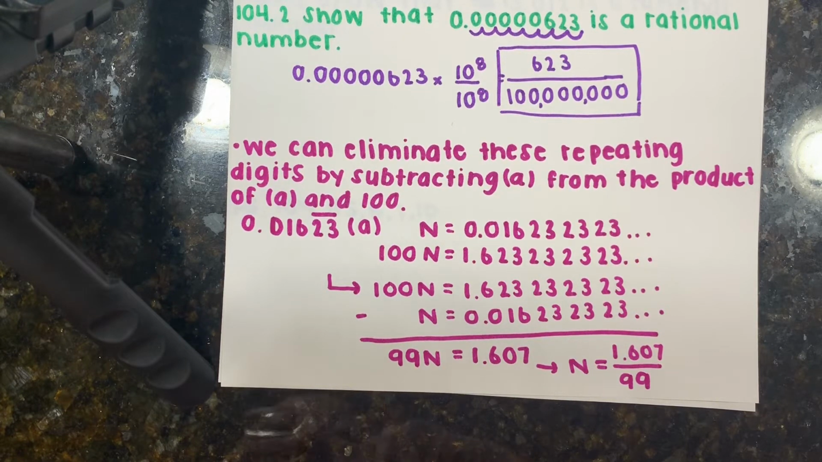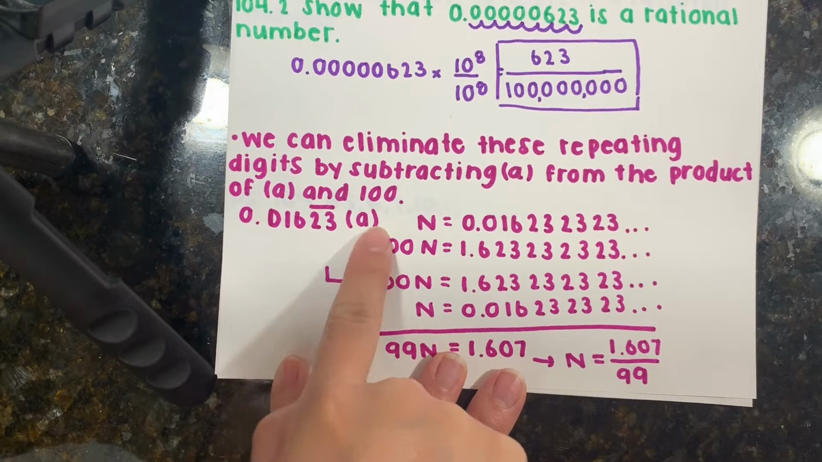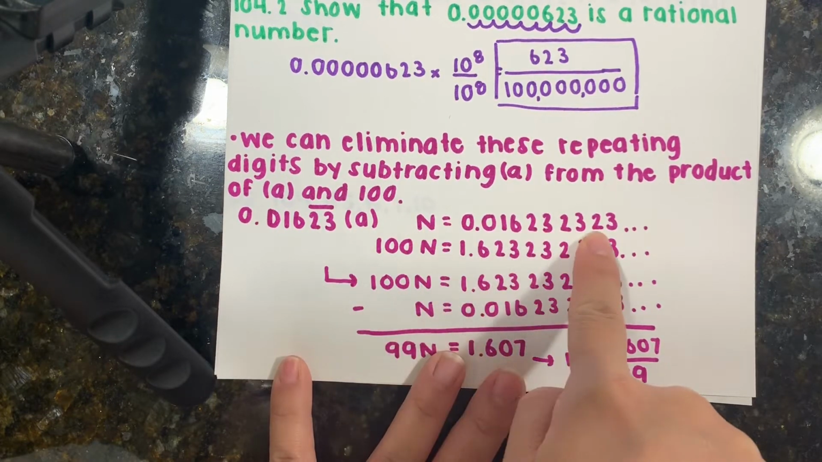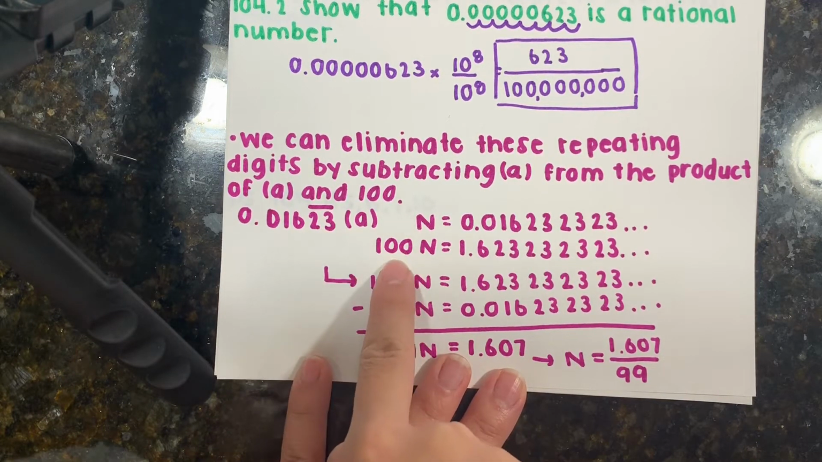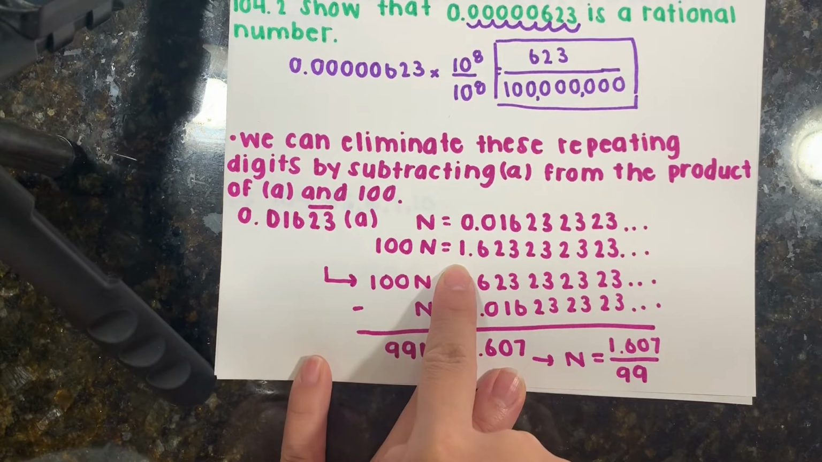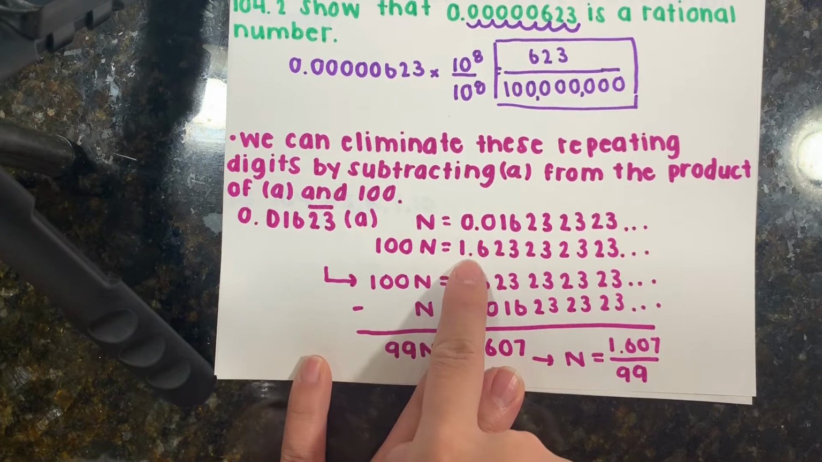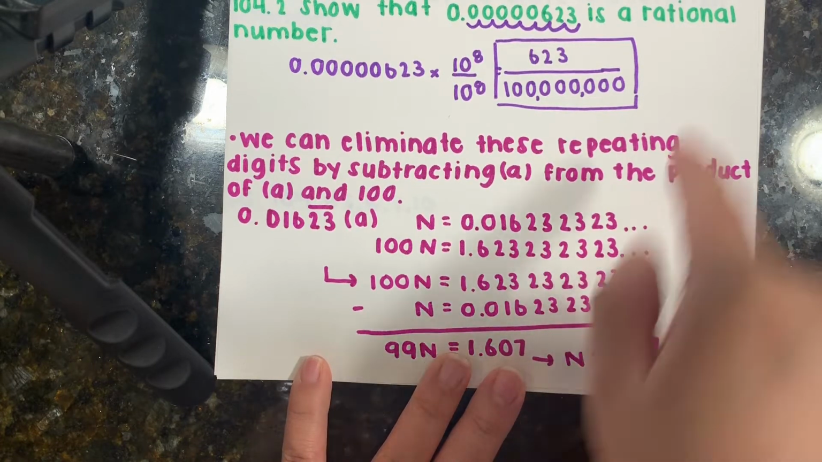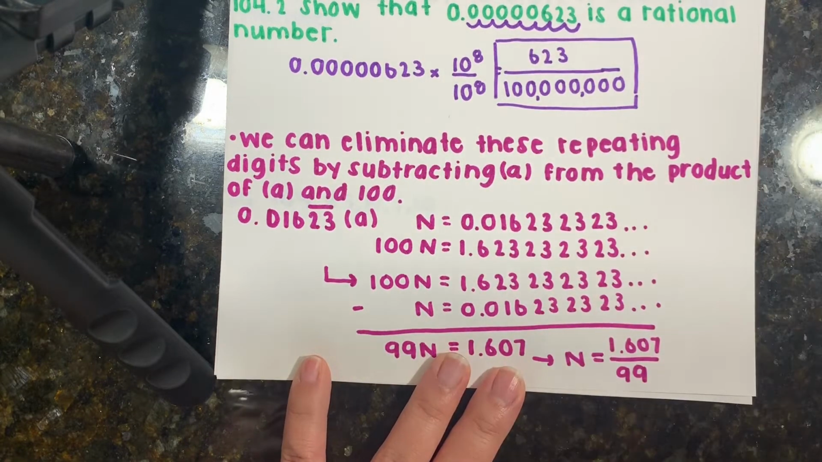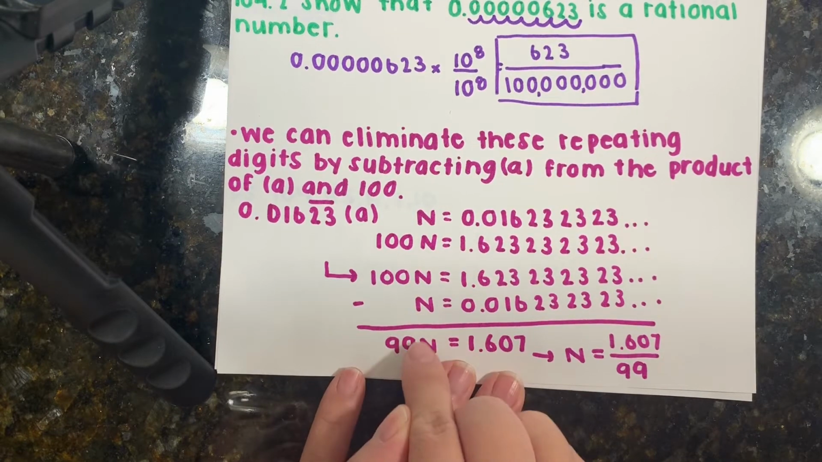So if I was given this number 0.01623 with the 23 repeating, that would be my n. So that's going to be my number, and that means that we're repeating 23. Then I'm going to multiply it by 100. When I multiply that by 100, it moves the decimal place over 2 spaces, and this becomes my number with the repeating decimal 232323. Then I'm going to subtract the n from the 100n. So 100n minus the n gives me 99n on the left side.